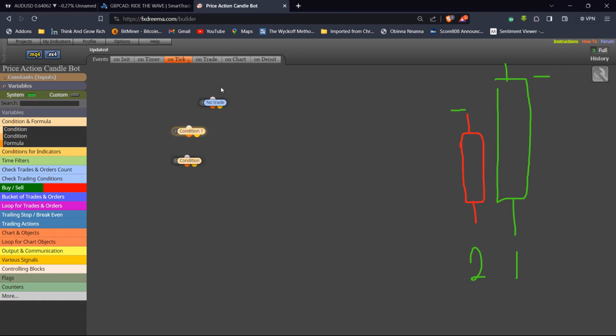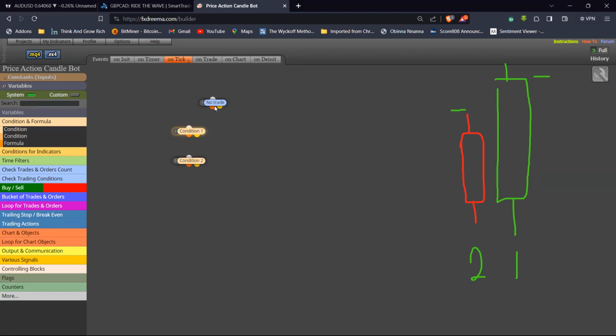Now this can come first, this one can come second, it doesn't really matter. It's just going to check both conditions. So we can just call this condition 2. It doesn't matter which comes first or second, it still means the same thing.